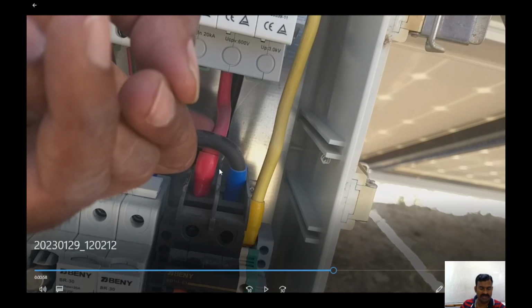This is the isolator connection. The positive terminal of the fuse box is coming here, and the negative terminal of the fuse box is also coming here, and the output of this will be going to the battery bank, as I said earlier.